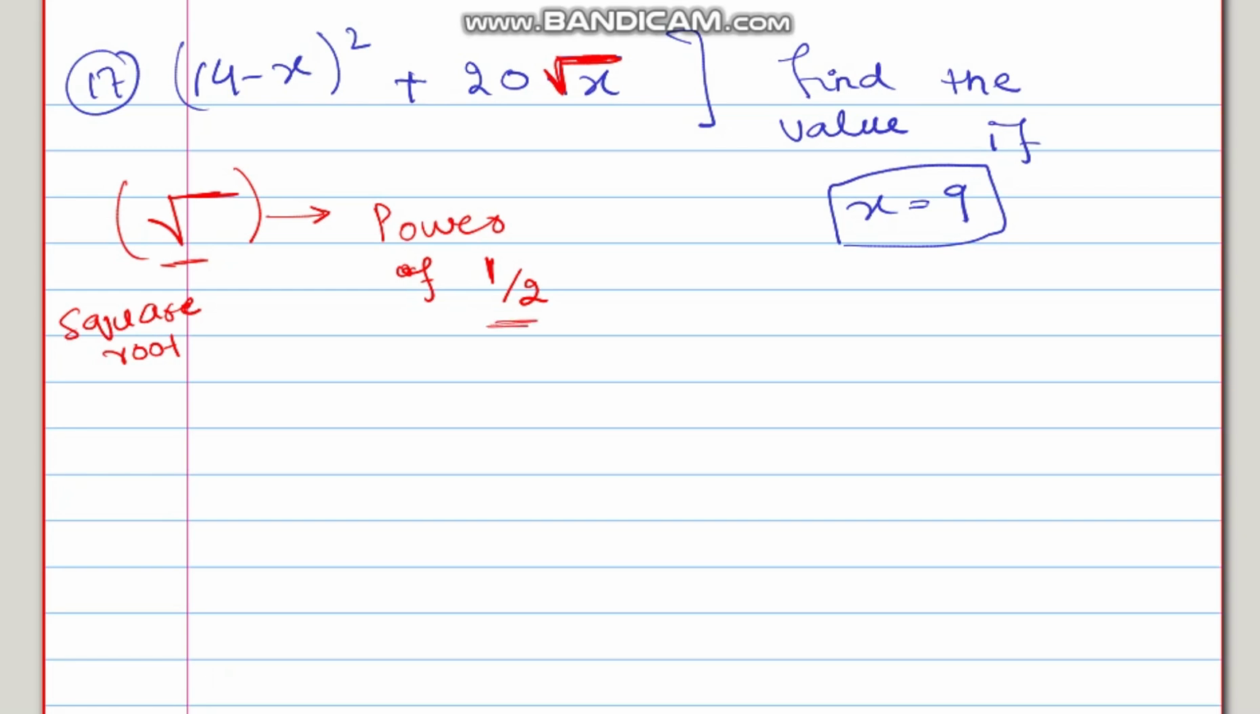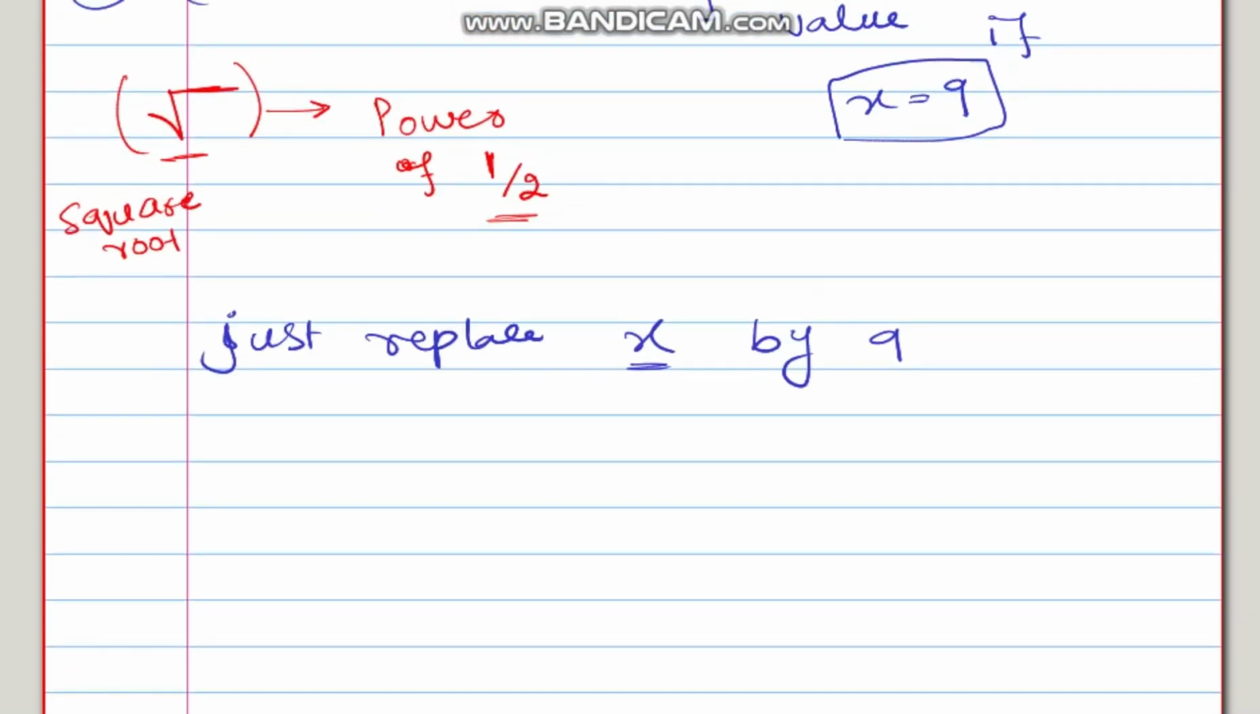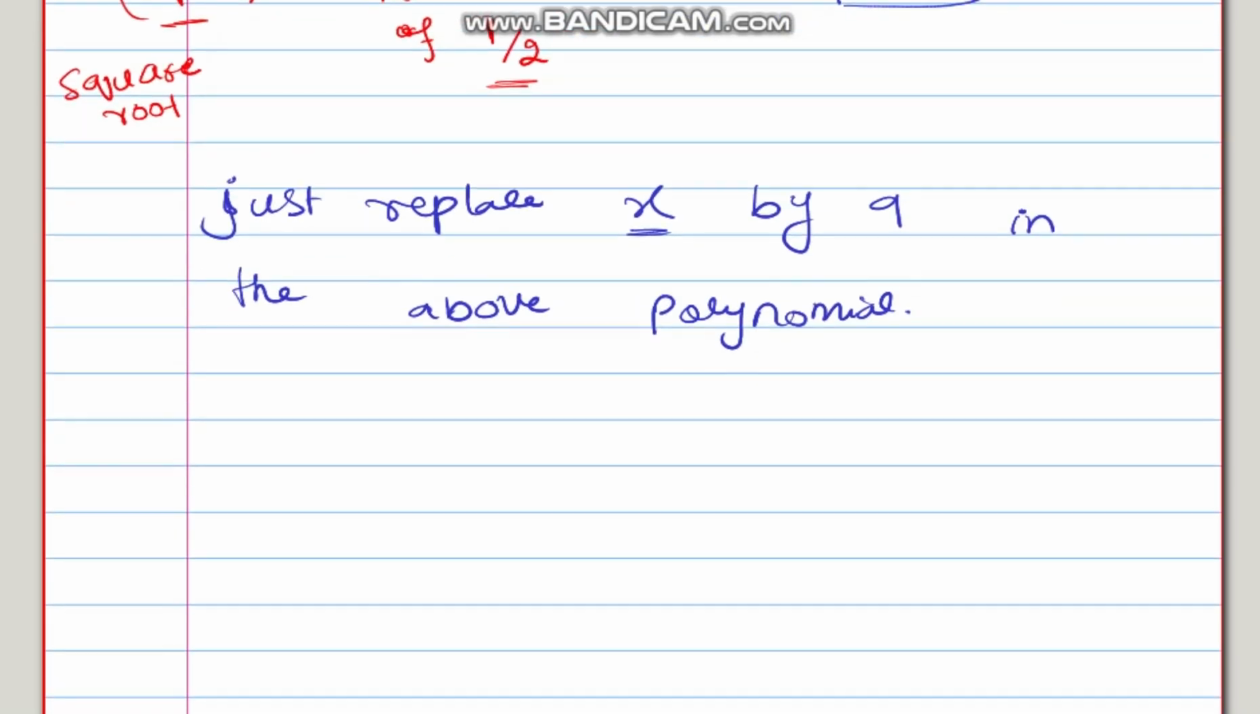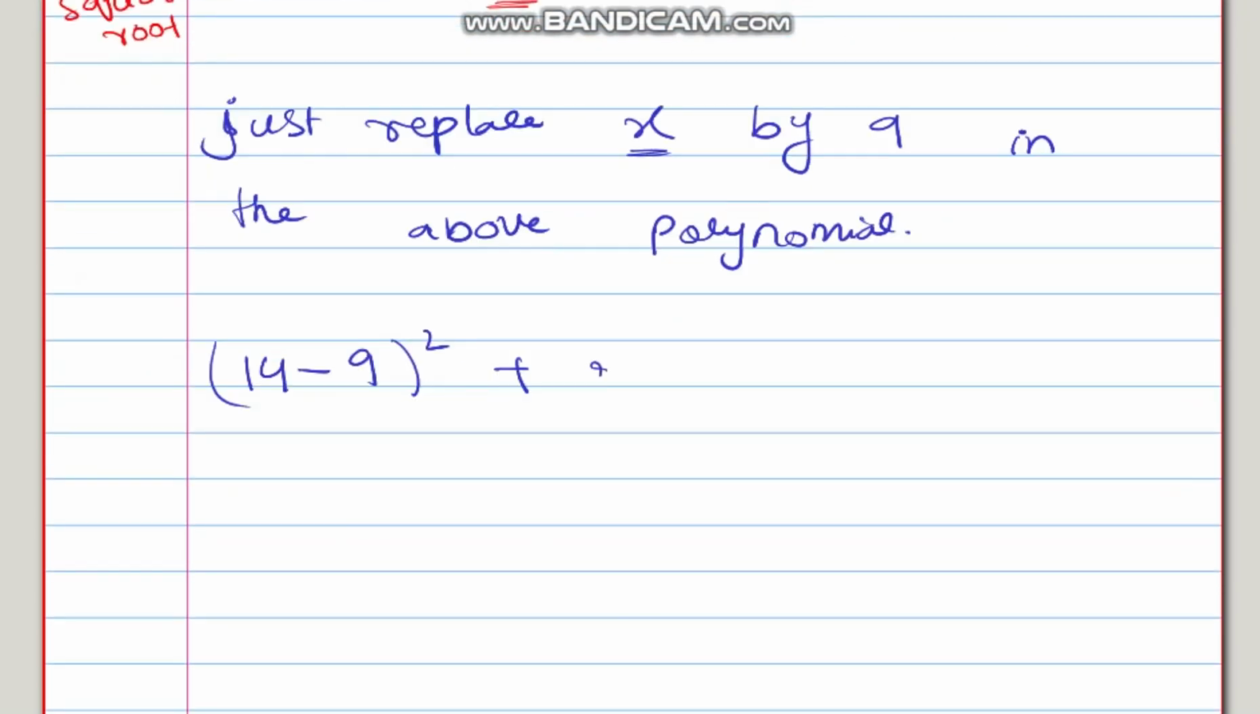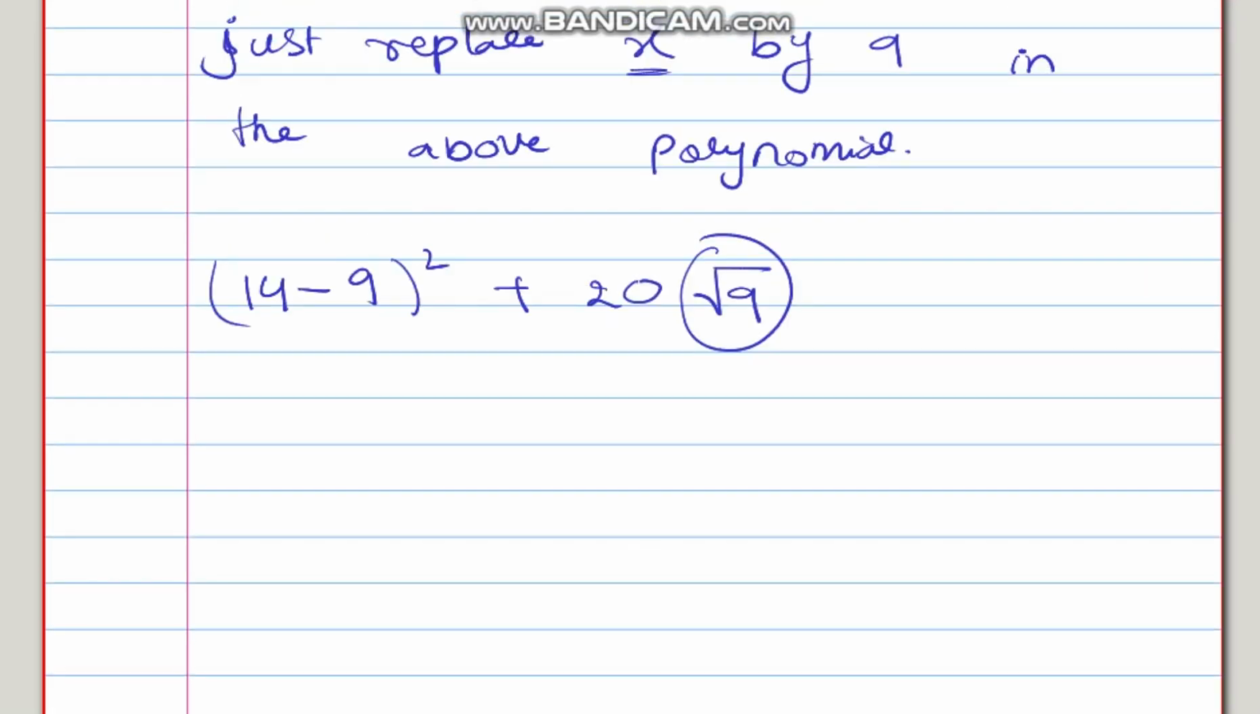Actually, now what we will do, we will just replace x by 9 in the above polynomial. So we will write 14 minus 9, whole square, plus 20 under root 9. So Atifa, what is the meaning of under root 9? What will be the simplification of under root 9?